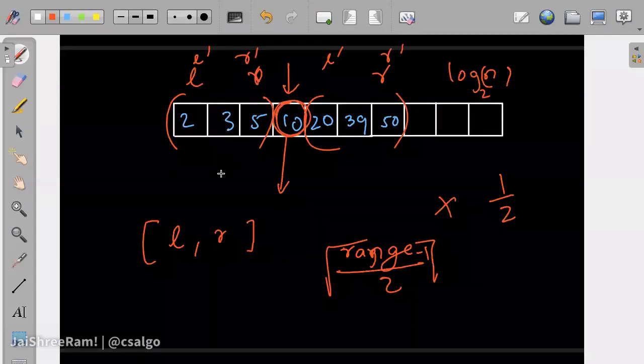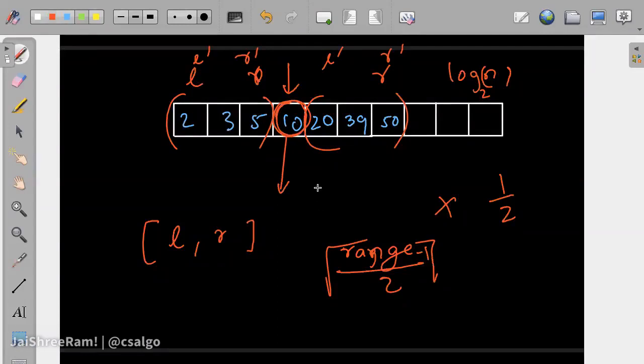Can I have a +1 on the chat if this is clear to everyone? If you have any doubt, make sure you're writing that on the chat. Okay.